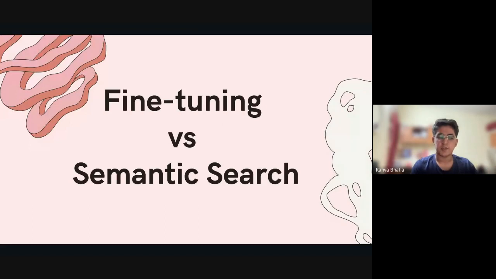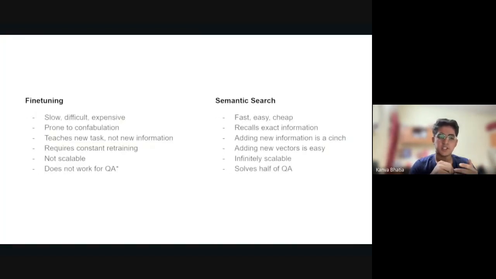So let's compare fine tuning and semantic search, right? Fine tuning is slow, it is difficult, and it is very expensive. Let's talk about OpenAI. OpenAI hasn't open sourced how it fine tunes its models, so that is basically difficult. While semantic search is much faster, it is easier to implement, and it is much cheaper than fine tuning.